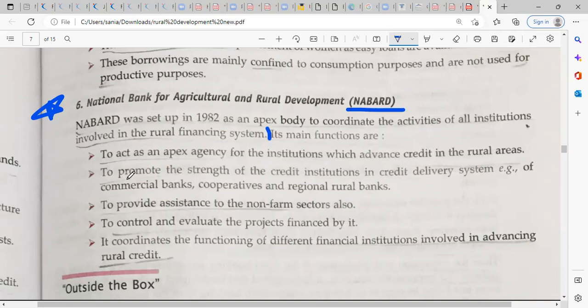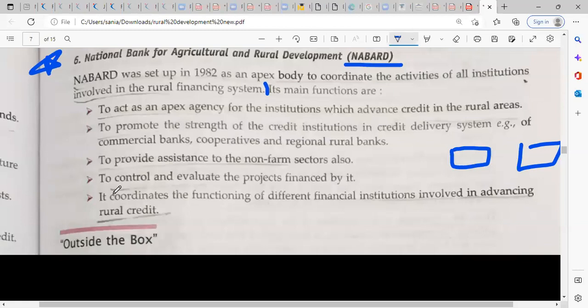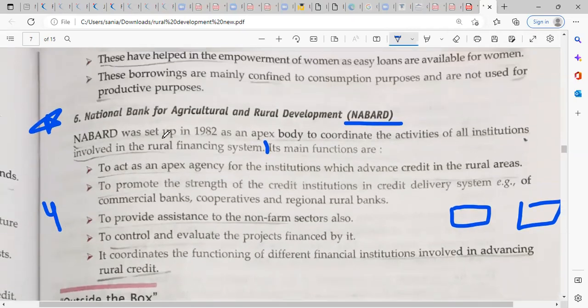The main functions are to act as an apex agency for the institutions which advance credit in the rural areas. Second, to promote the strength of the credit institution and credit delivery system of commercial bank, cooperative and regional rural bank. Third, to provide assistance to the non-farm sector. Farm is basically the agriculture sector, right? But if you are utilizing your money in a non-agriculture sector, that also comes under this. Then to evaluate the projects financed by it, to coordinate the functioning of different financial institutions involved in advancing rural credit. So over here you have five, you can learn any four. This is very, very important.